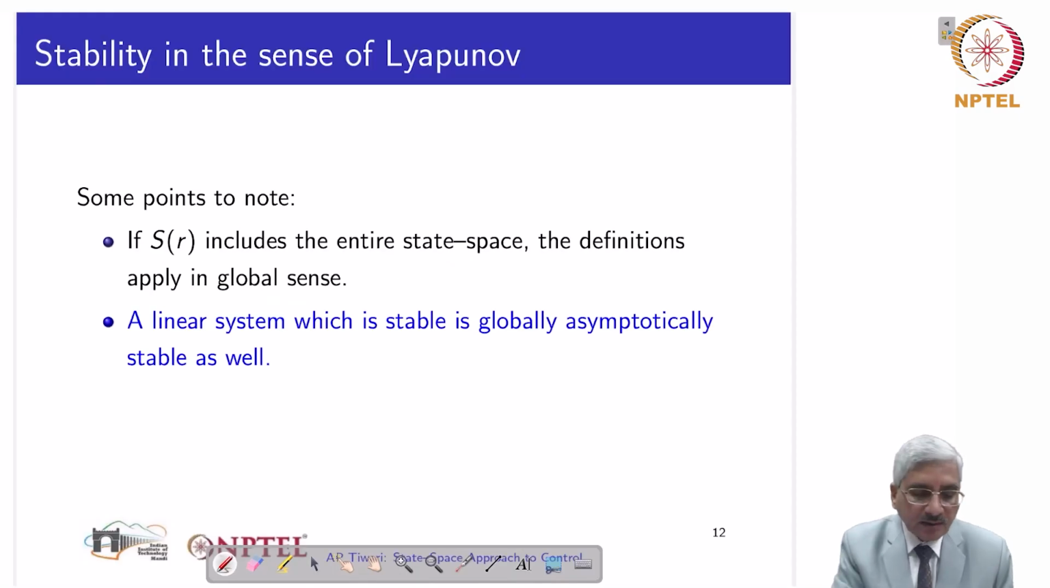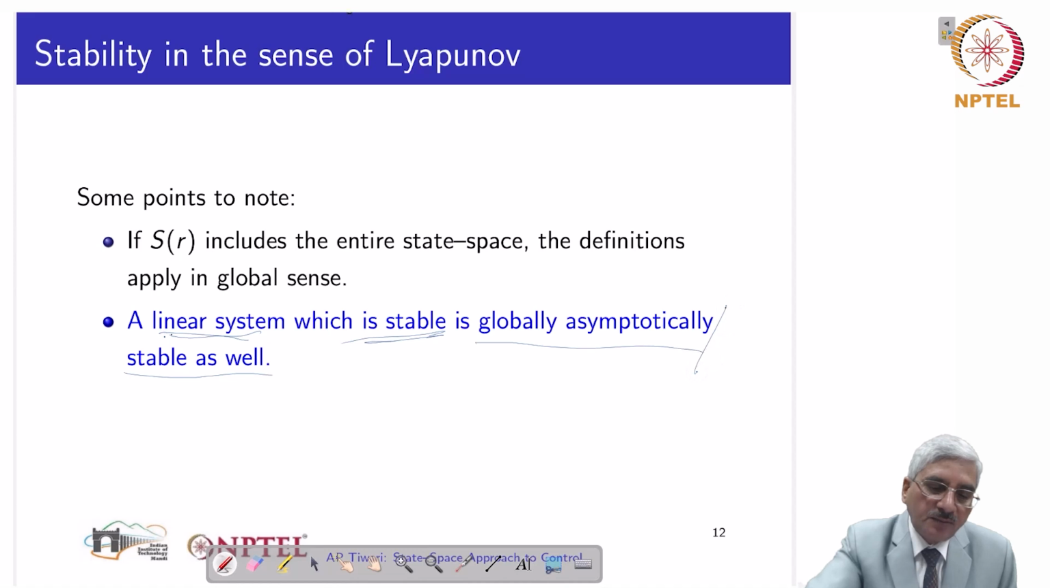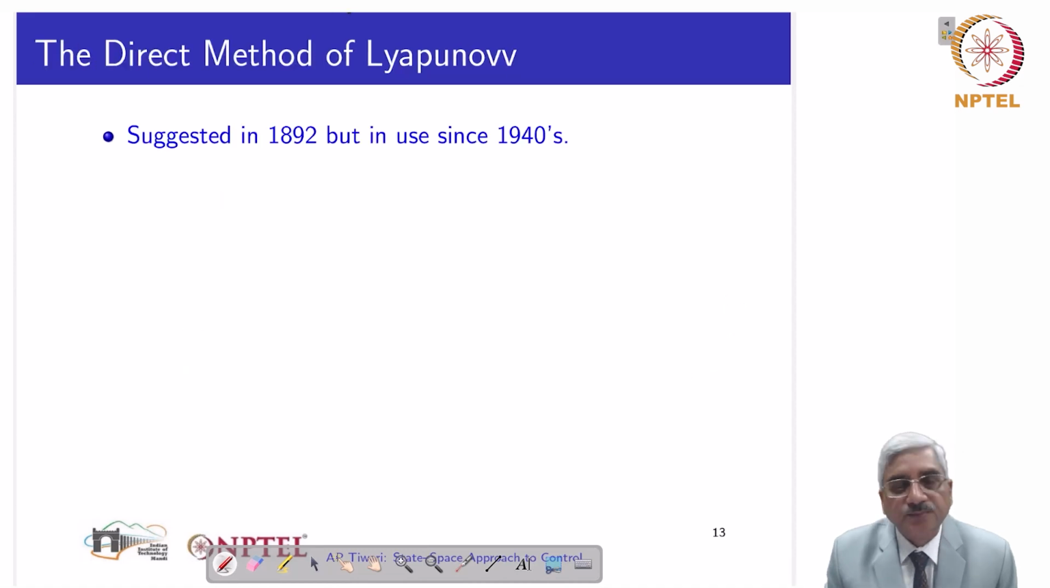And for the linear systems which are stable, they are also globally asymptotically stable. This is just a fact I state without any proof or any foundation.